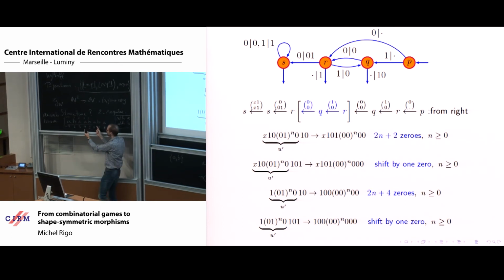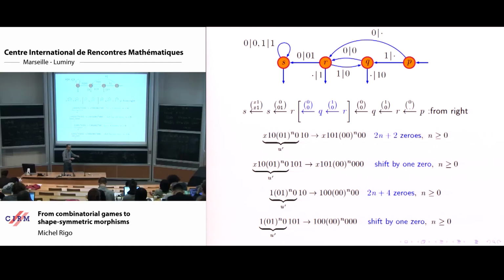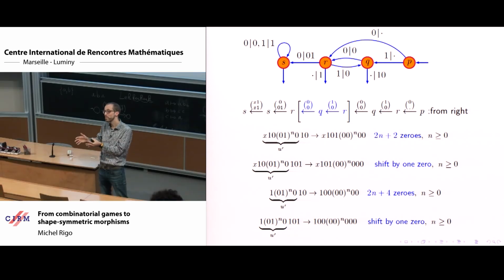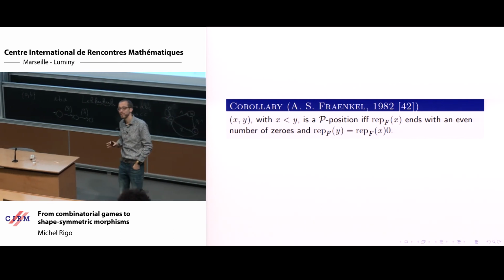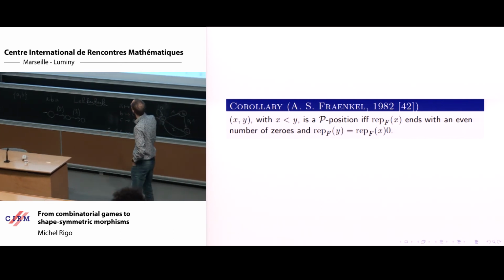And I can tell you exactly, when you give me x and y, you write them in the Fibonacci numeration system, and I know precisely when it is a P position or not. From this analysis, I know that x must end with an even number of 0s, and y must be the same shifted by 1. This is a result that Frankel obtained in a different way, but it is exactly that.